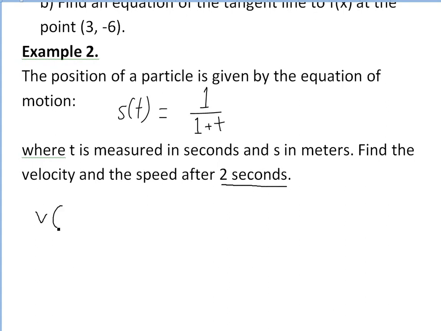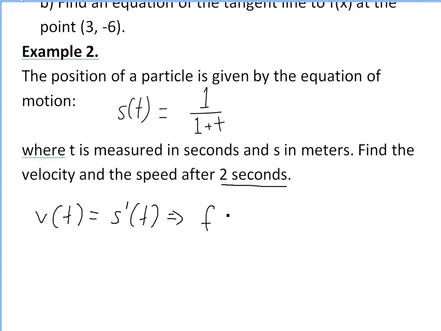Recall that the velocity function is just the derivative of the equation of motion, or the distance equation, because distance is basically how far you're going, and velocity is just the rate of change, or the slope, of how fast you are going. Thus the velocity is basically the derivative of this motion or distance formula. This is the slope here, or the derivative.